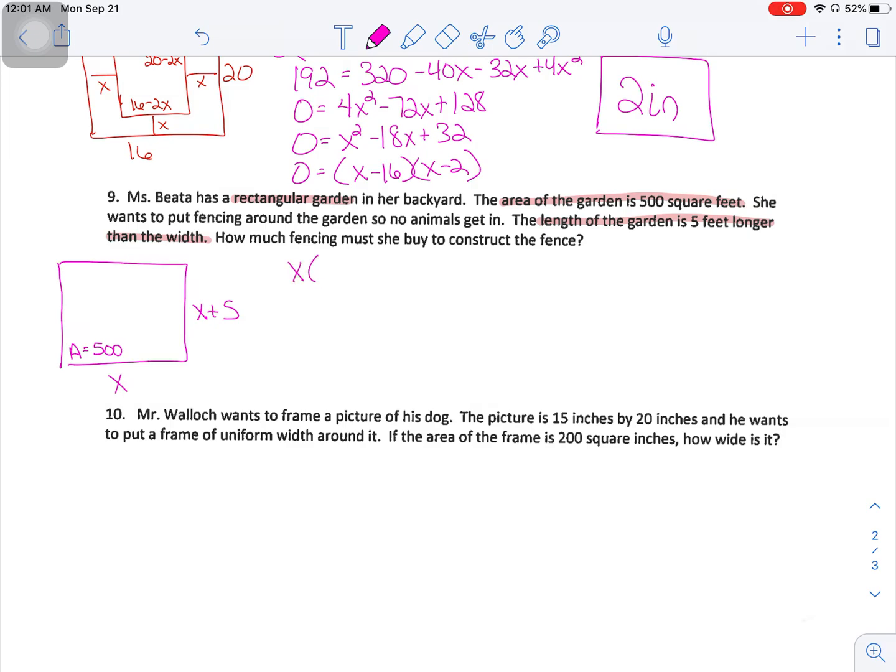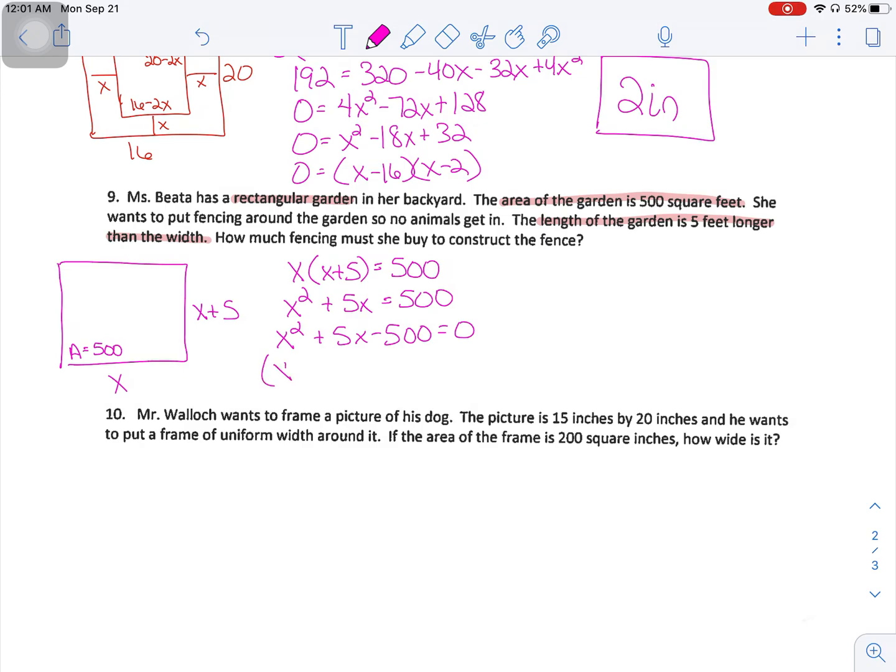So we're going to do length times width is equal to the area. So x squared plus 5x equals 500. So x squared plus 5x minus 500 equals 0. Let's see here. 10 times 50. No, that's not going to make any sense. I'm trying to do this really quickly, and I feel like there it is.